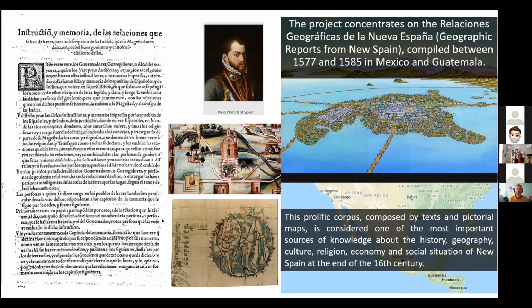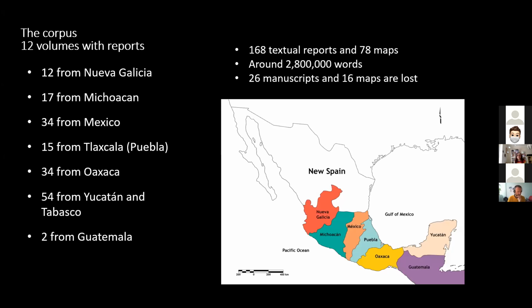And luckily, we have a massive historical source, and I mean massive for historical standards, called the Geographic Reports of New Spain. This is a 16th century questionnaire that the King of Spain at the time, Philip II, orders to every single town and city in the Spanish territory, and it compiles all sorts of different information in terms of religion, culture, economy, geographies, of course, and so on. And in the case of Mexico and Guatemala, it compiles an enormous amount of information that covers the area that you can see on the screen. It gathers information from hundreds of provinces, cabeceras, towns, villages, and so on.